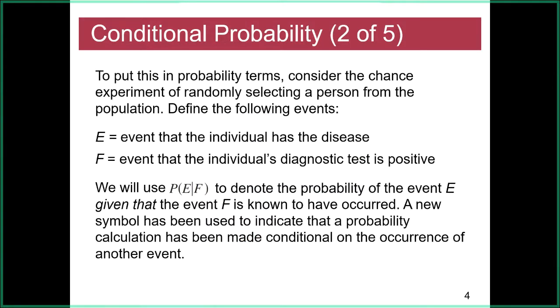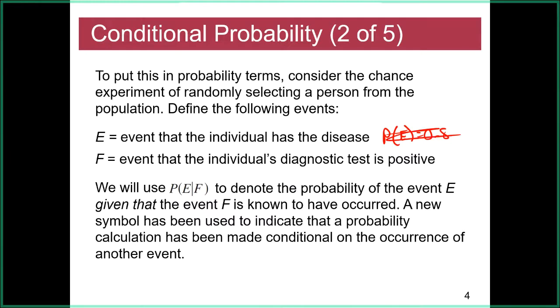Now, let E be the event that the person tests positive and actually has the disease. Well, P of E, as we just saw, is 0.8. And F is the event that the test was positive, but they do not have the disease.